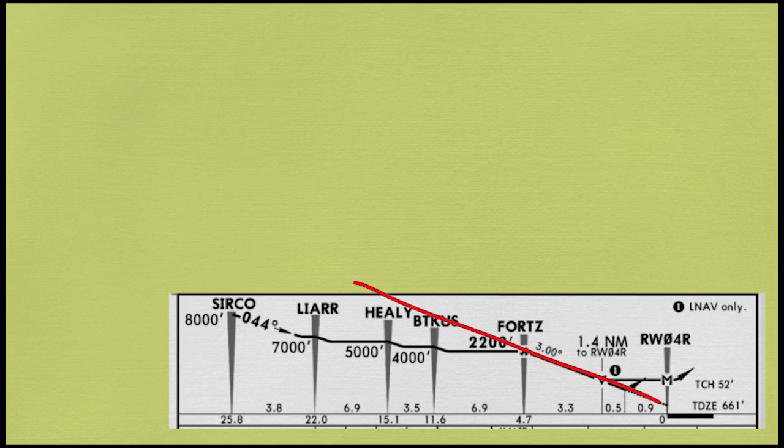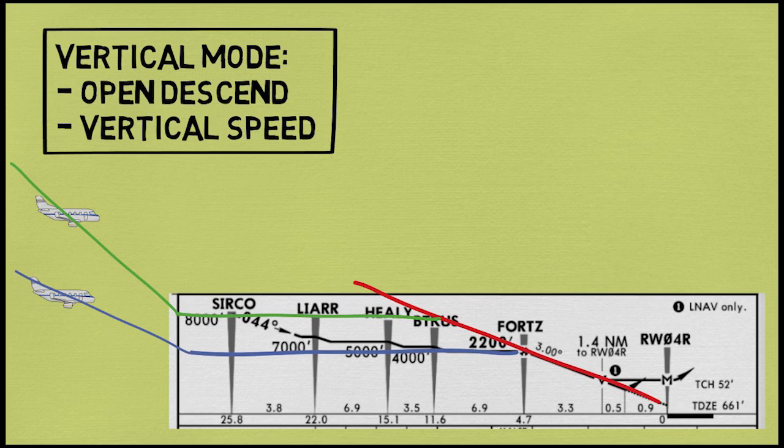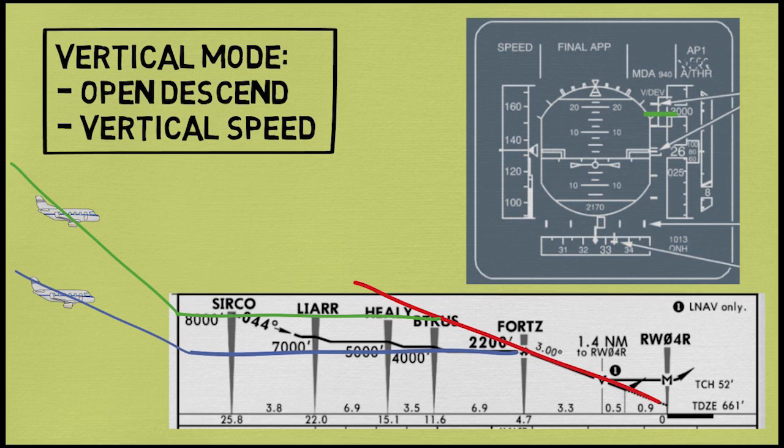If either you or ATC decide to deviate from the published procedures and keep the aircraft either high or low on profile, you need to revert to selected vertical mode, either open descent or vertical speed. In this case, the aircraft may not understand what's going on and vertical deviation may show too high or too low. When you get back on a profile that the aircraft understands, the vertical deviation will find its way back.